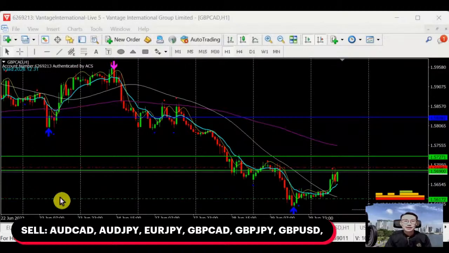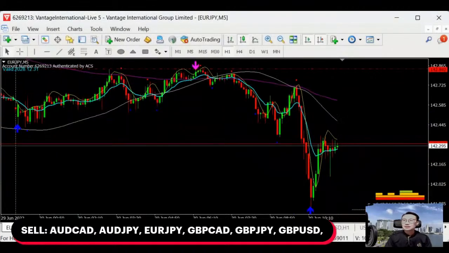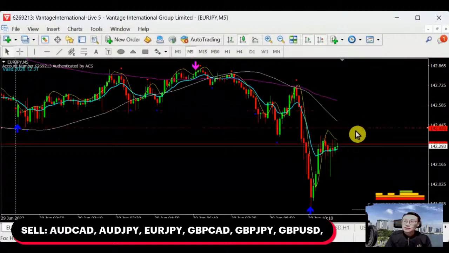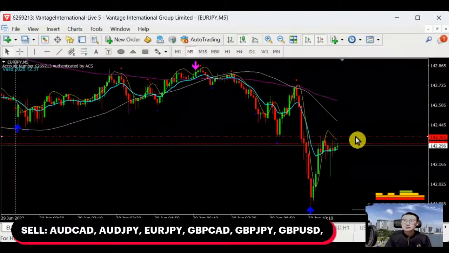So euro yen, let's take a look. Euro yen is also the same thing. We are having some retracement over here. As you can see, we have one resistance over here, correct? Okay, let's check.